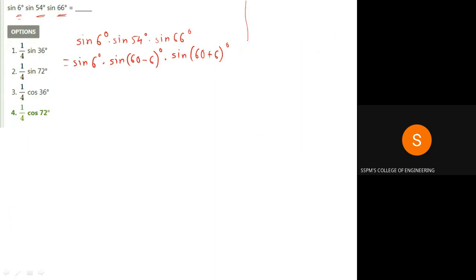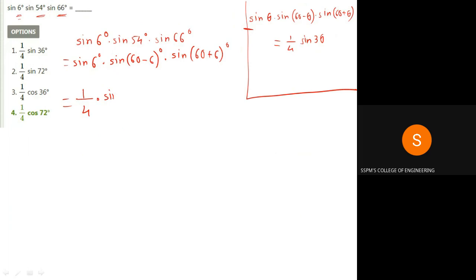Now we will use a formula. What does it suggest? It suggests that sine theta into sine of 60 minus theta into sine of 60 plus theta is equal to 1 by 4 sine 3 theta. You see the left hand side of this formula is similar to our equation. If 6 is theta, then sine 6 degree into sine of 60 minus 6 degree into sine of 60 plus 6 degree is very similar to the standard formula. So what will it give us? 1 by 4 into sine 3 theta.